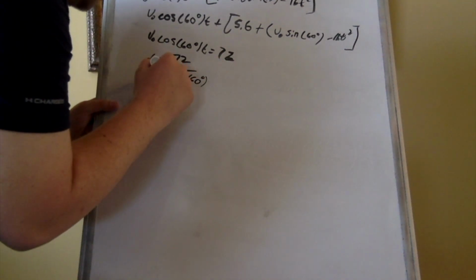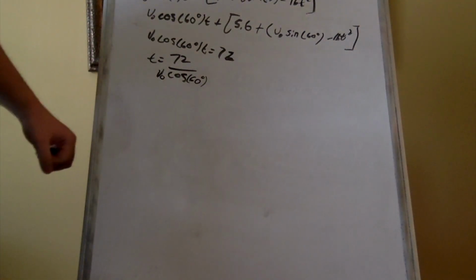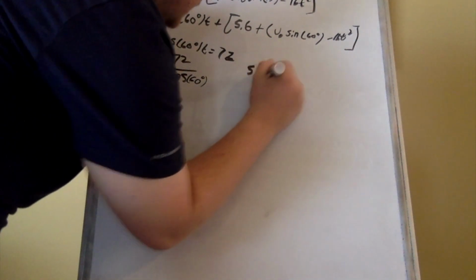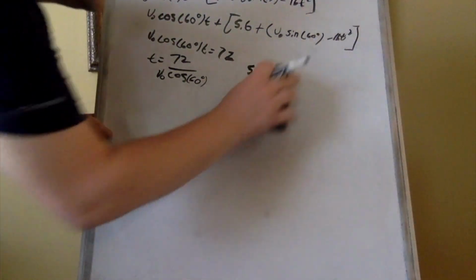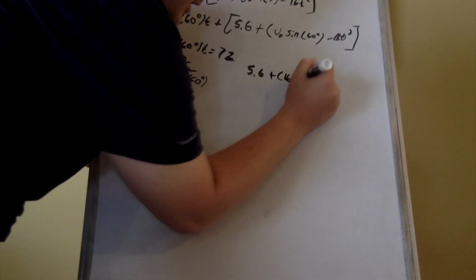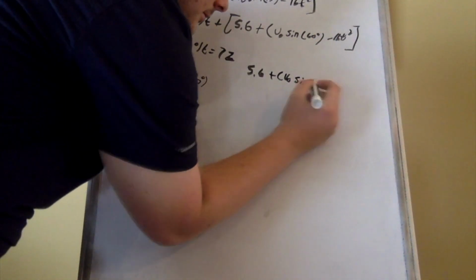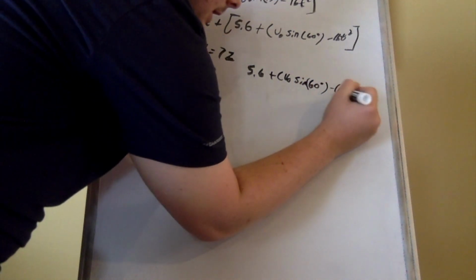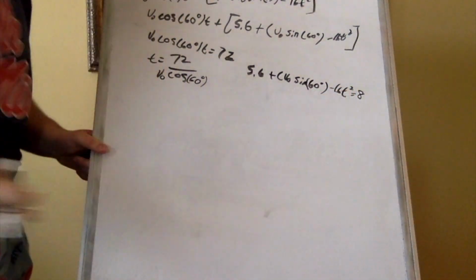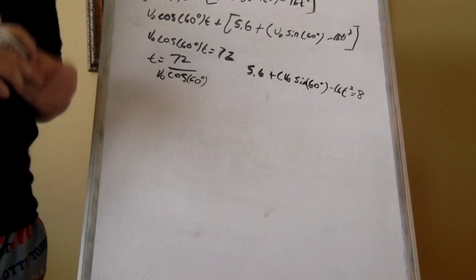Oh, wait, we forgot the V naught cosine. So V naught cosine goes there. All right, so now this part is 5.6 plus the V naught of sine 60 degrees minus 16t squared, when it equals the middle of the rim at 8 height. That's the height of where the ball ended up after the shot.